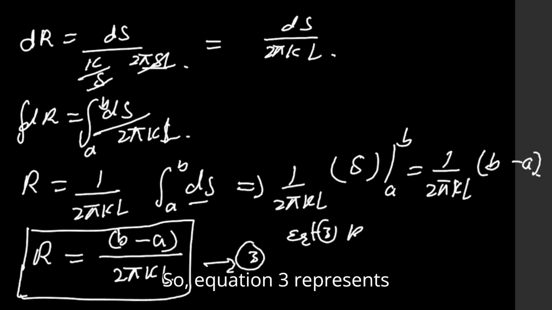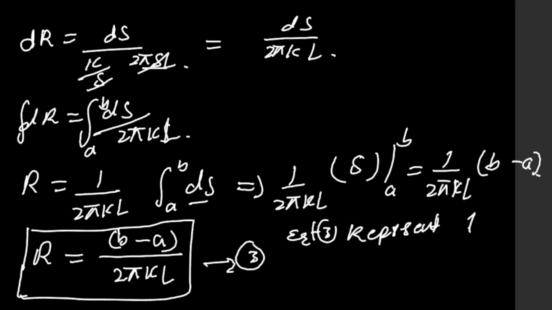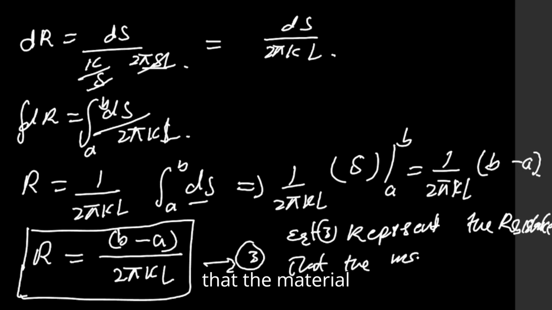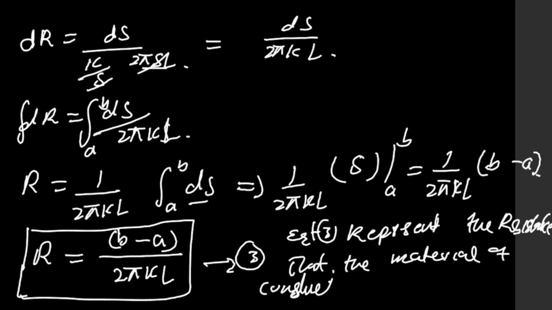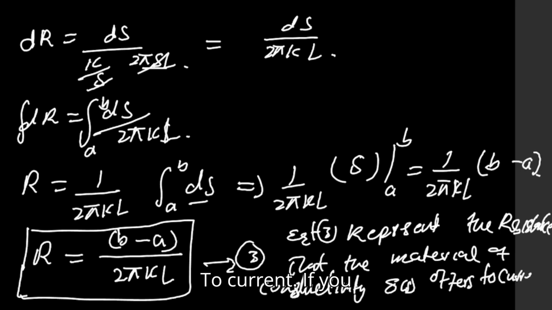So equation 3 represents the resistance that the material of conductivity sigma equals K divided by S offers to current.